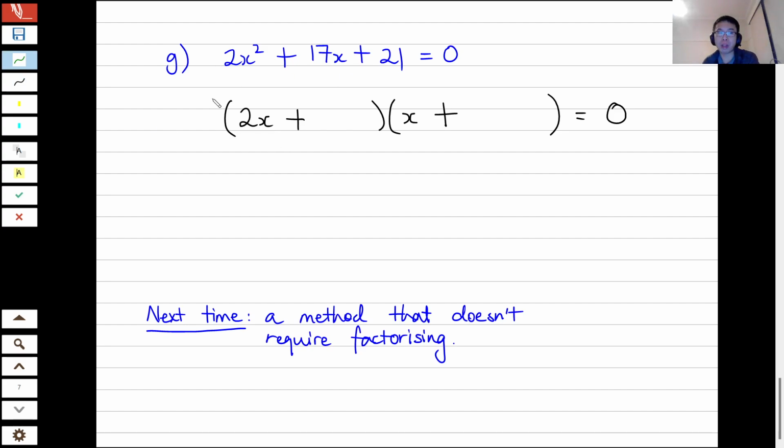Why does this work? Because if I take 2x times x, I get 2x squared. So now I just need to choose these terms. Maybe I'll call them p and q, such that 2 times q plus p gives me 17, and p times q gives me 21.